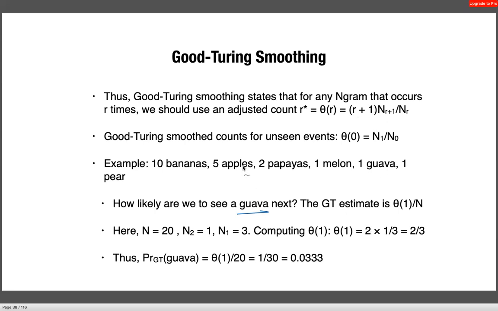So what is n2 here in this data set? You have papaya appearing twice, which means there's just one of them. So that's 1. And then what is n1? N1 is you have melon, guava, and pear, tokens which appear only once, and there are 3 of them. Okay, so N1 is 3. So that gives you 1 by 3 times 2, so that theta 1 is 2 by 3, and divided by n, which is the total number of tokens. Okay, so this is the Good Turing estimate. The probability of guava appearing next, according to the Good Turing smoothing scheme.